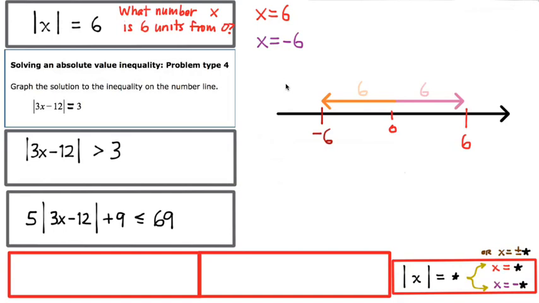So all we needed to do in this first problem was make the absolute value sign disappear by splitting into two parts, one part with a plus, one part with a minus. Okay. So we get 6 and minus 6 for the first problem.